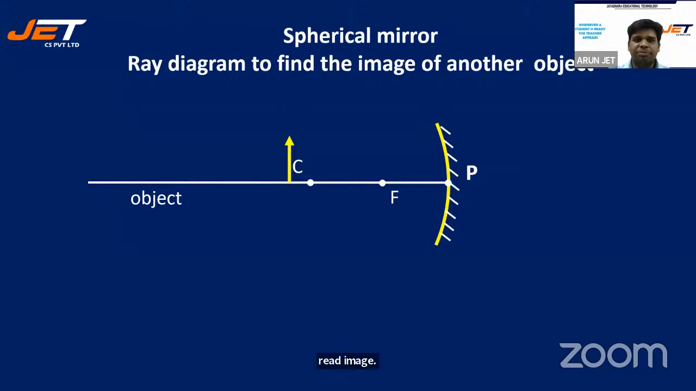I move this object even closer to the mirror. No, it's not magnified, Shiv Ramakrishna. Be careful, it's not magnified yet. Because the object is beyond C, the image is found between C and F, but this real image would not be magnified, it's minified.